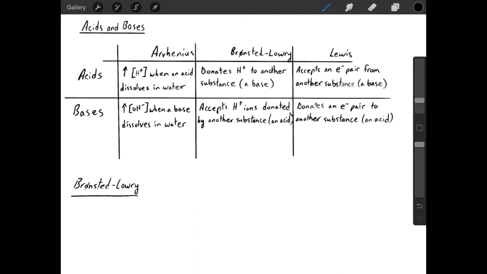And Bronsted-Lowry bases are also fairly easy to work with. They accept the H+ ion. So in the examples we've done so far, whatever the H+ ion was donated to has been the base. And we can see how Arrhenius and Bronsted-Lowry bases are going to be similar. OH- ions, the hydroxide ion, are Arrhenius bases. When you add them to water, they increase the concentration of OH- in the water. But they're also Bronsted-Lowry bases because they accept the H+ ion that's donated by an acid. In this case, the acid is the water.